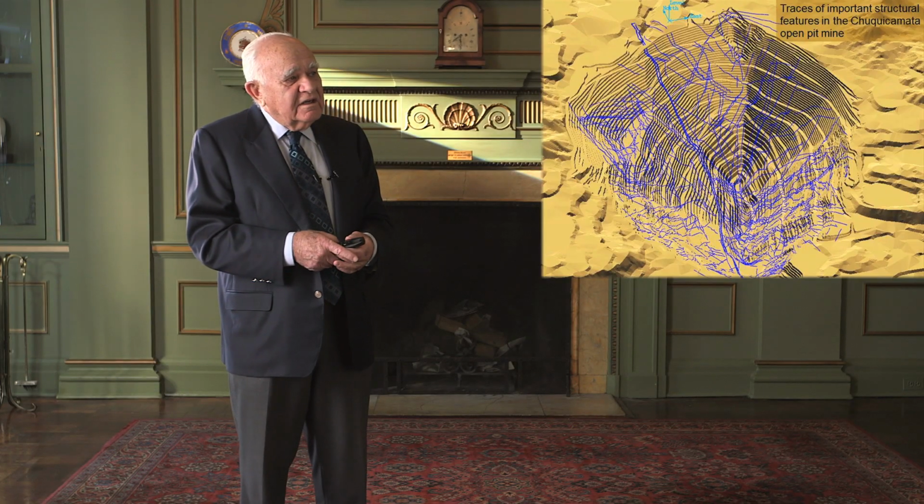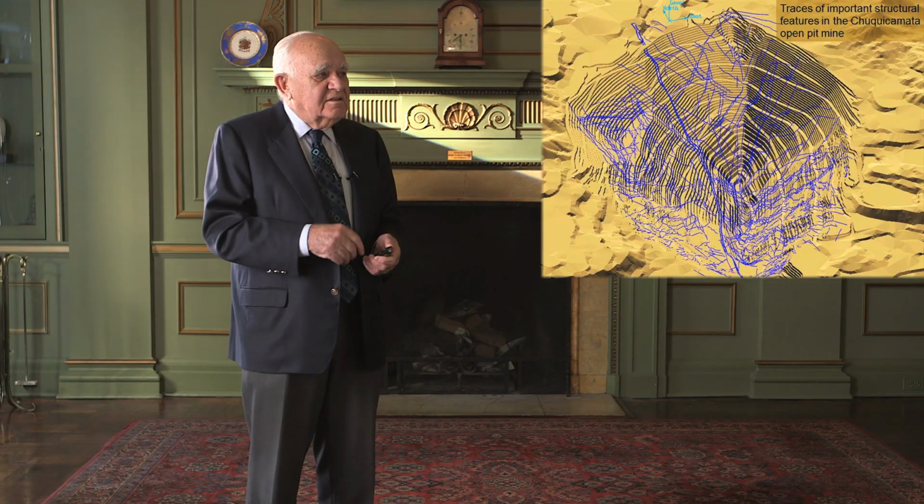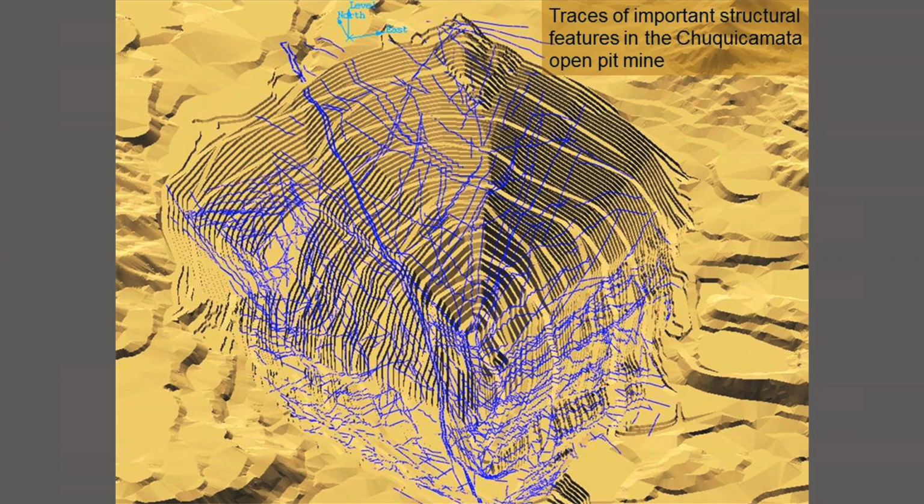Looking down on an isometric drawing of the open pit as it is today, you can see the traces, that means where these features intersect the surface, of the myriad discontinuities that occur in that rock mass. This mine is 4 kilometers long in the vertical axis, 3 kilometers wide, and 1 kilometer deep. And so there's a lot of rock there that has to be dealt with.